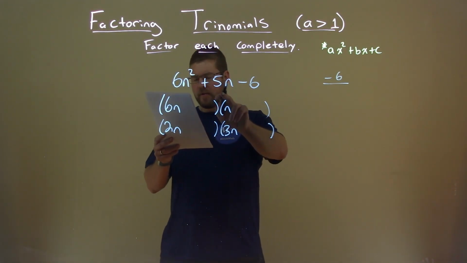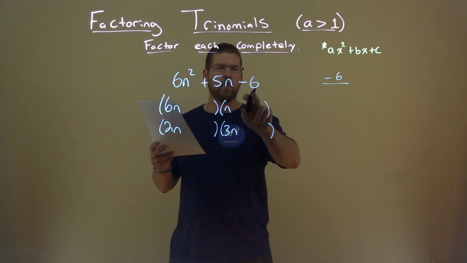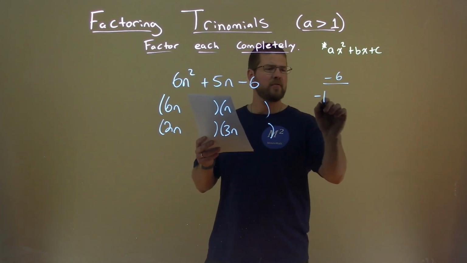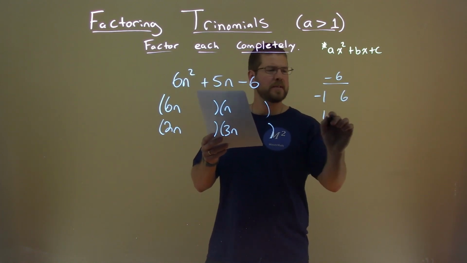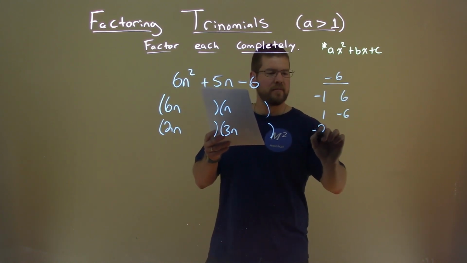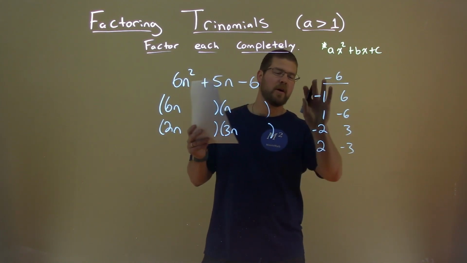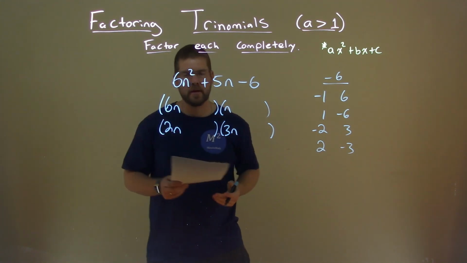Well, since we have a positive 5n here, we're going to keep that in mind, but one of them is going to be negative, to be multiplied to be negative 6. So negative 1 times 6, or 1 times a negative 6, negative 2 times a 3, or 2 times a negative 3. And we also can flip those orders when we put them in here.